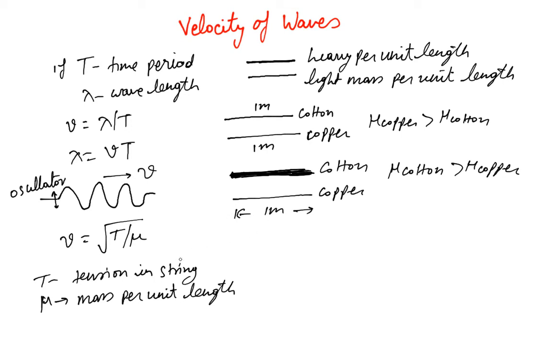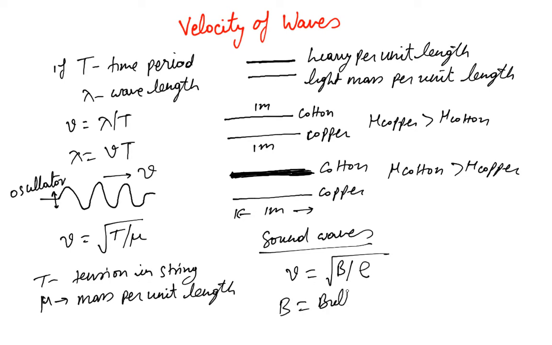Okay, so this is mass per unit length. So velocity of a wave is given as square root of T over mu, where T is the tension. Alright, there's another very well known type of wave, called sound waves. Waves which travel in air. Like the pressure waves we talked about. And for a sound wave, velocity is given as square root of B over rho, where B is the bulk modulus and rho is the density of air.